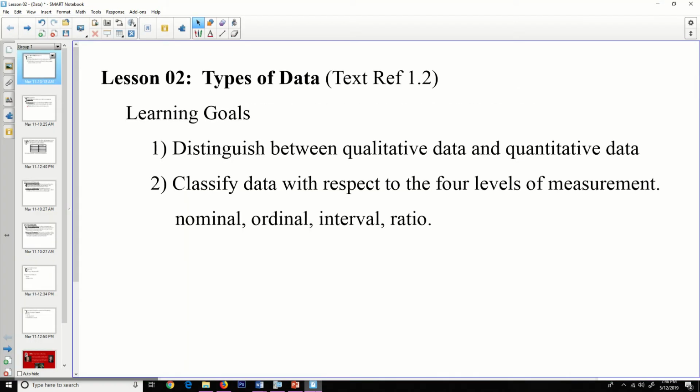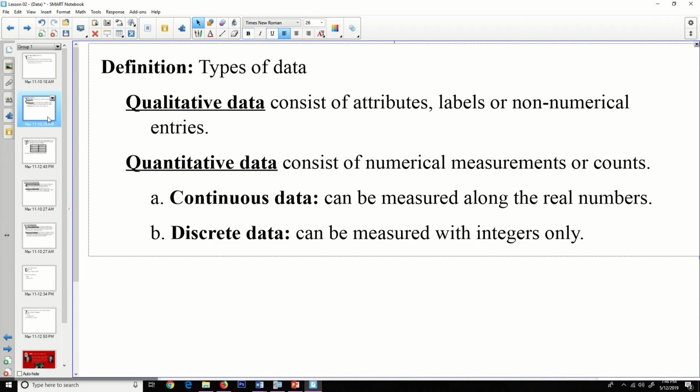This is lesson number 2. We're going to talk about types of data. Our learning goals: we're going to be able to distinguish between qualitative data and quantitative data, and we are going to classify data with respect to the 4 levels of measurement: nominal, ordinal, interval, and ratio. So let's define these things and do a few examples.